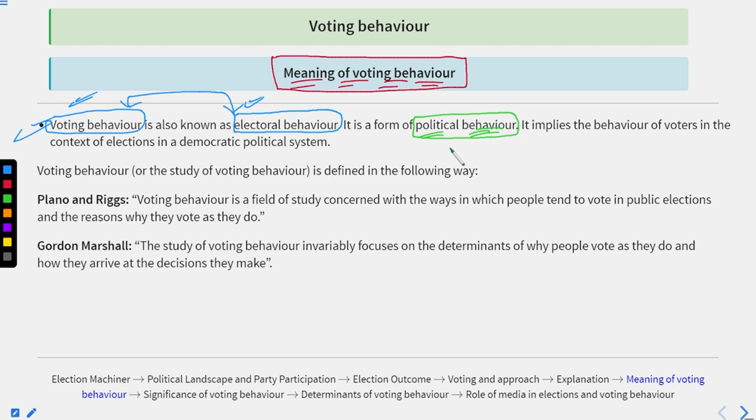It is a form of political behavior. It implies the behavior of voters in the context of elections in a democratic political system. Like we know, whenever we talk about democracy, it is solely dependent upon the choosing of the government, or the participation in the government by the people. And this could be ensured through a direct way or an indirect way.